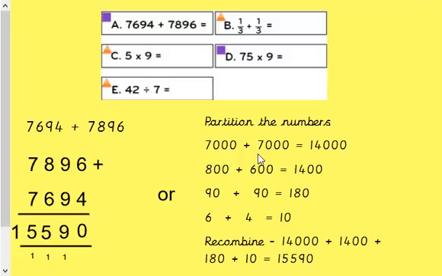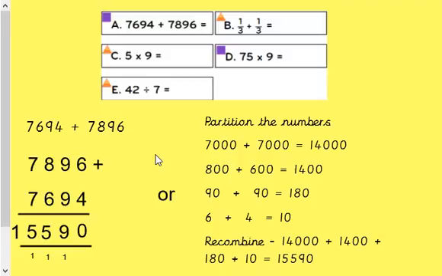And the other method we could use is partitioning again. We could partition both sets of numbers. First of all, we're going to add the thousands together. So 7,000 plus 7,000 would be 14,000. Then the hundreds would be 800 plus 600 would be 1,400. The tens would be 90 plus 90, which would be 180. And the last part here, the ones column, would be 6 plus 4 would equal 10. And if we recombine all of these together, we would get the answer 15,590.